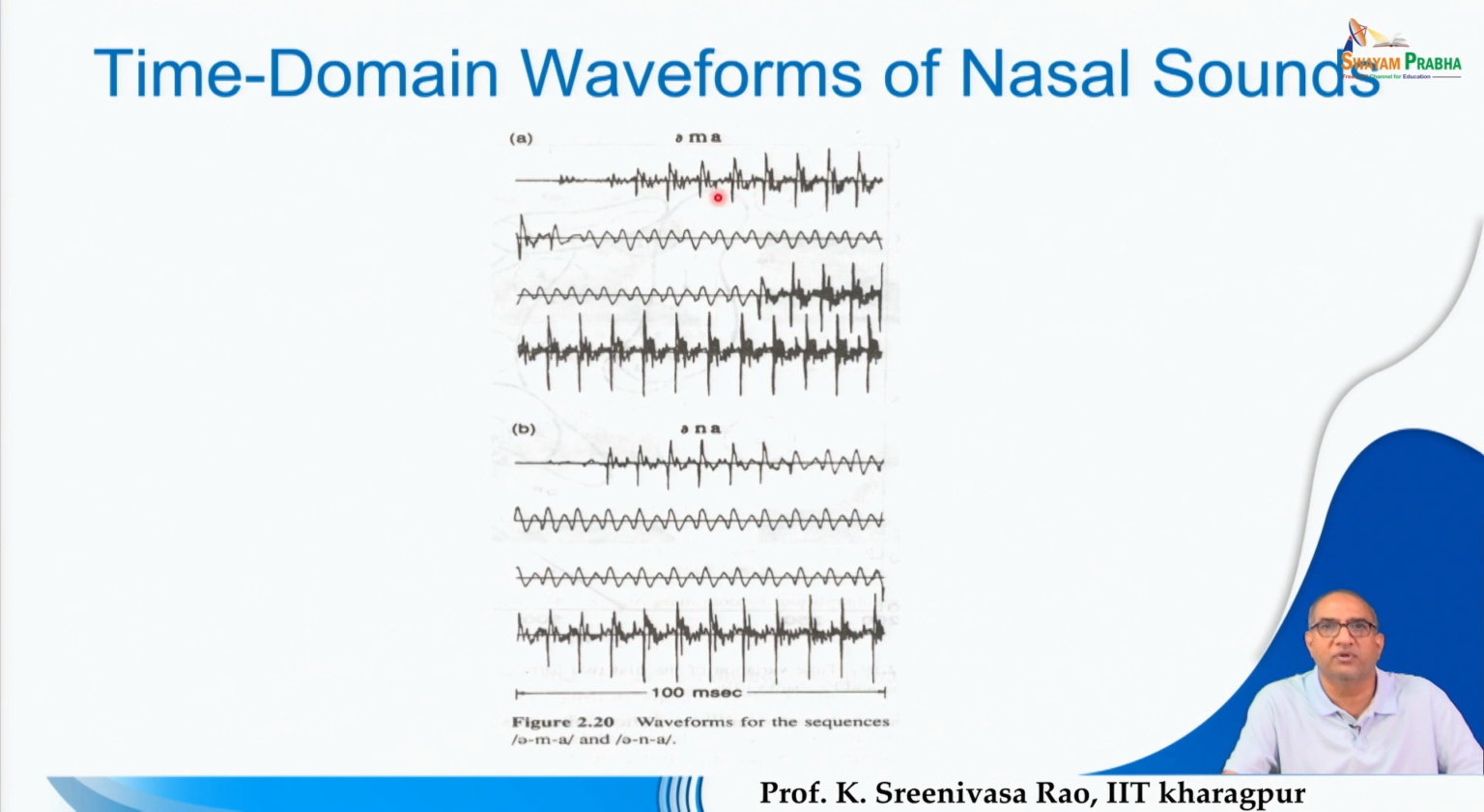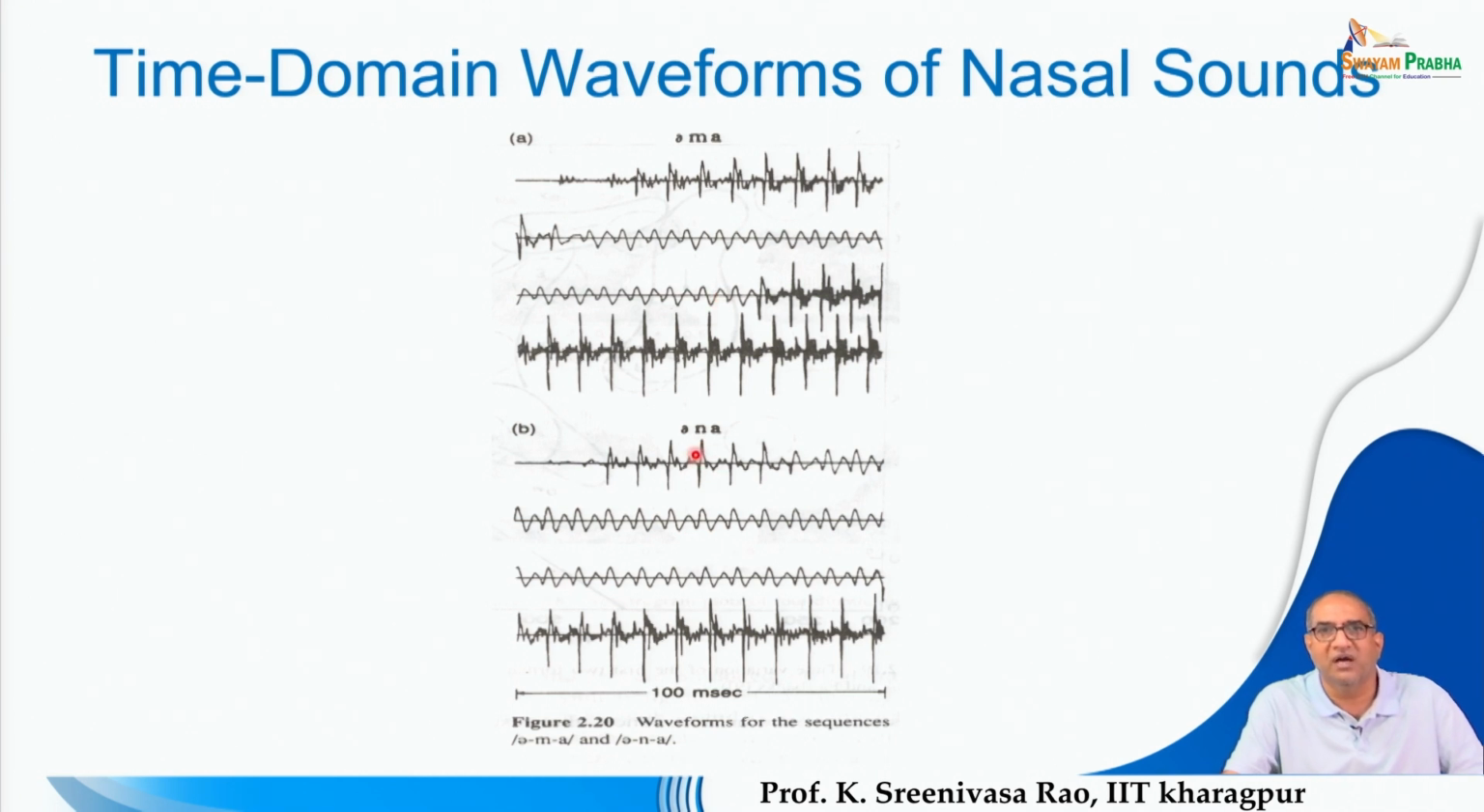In this case, for observing the characteristics of Ma and Na, the nasals are placed in between two sounds like A and A, like you say emma, emma, and like enna, enna. If you record that, you can see that the initial periodic portion with a higher amplitude corresponds to the vowel A, and similarly at the end the higher amplitude periodic signal corresponds to the vowel A, and in the middle whatever signal is there corresponds to the nasal sound M.